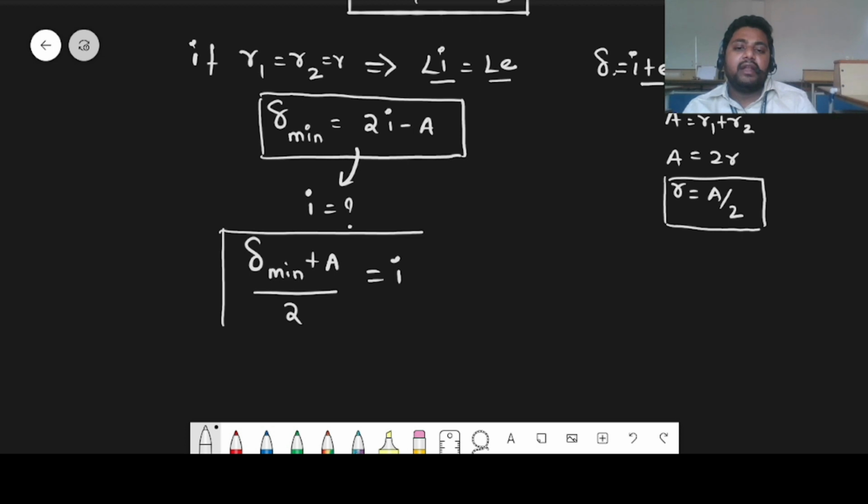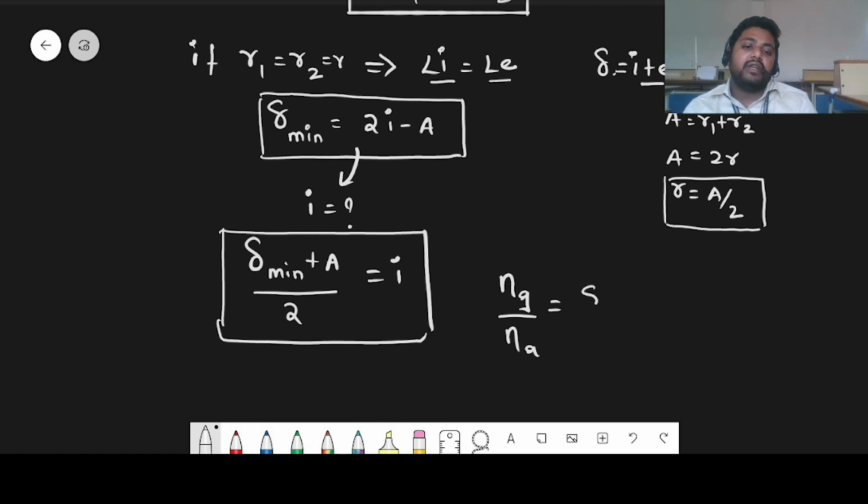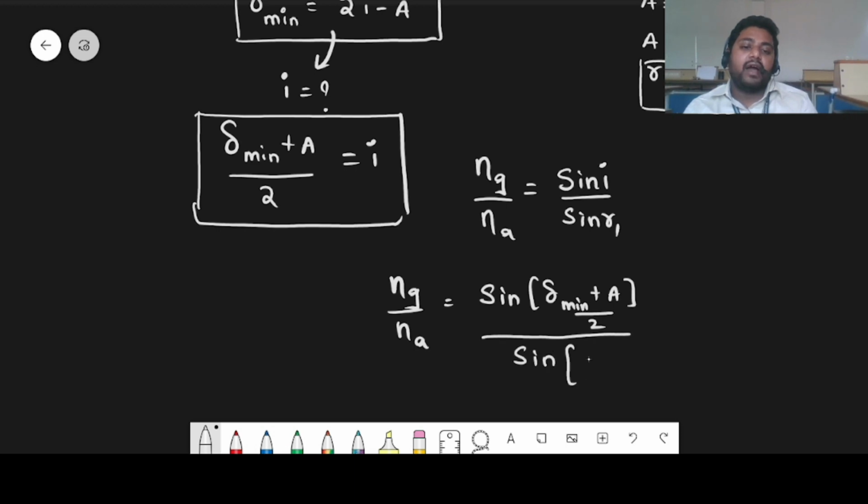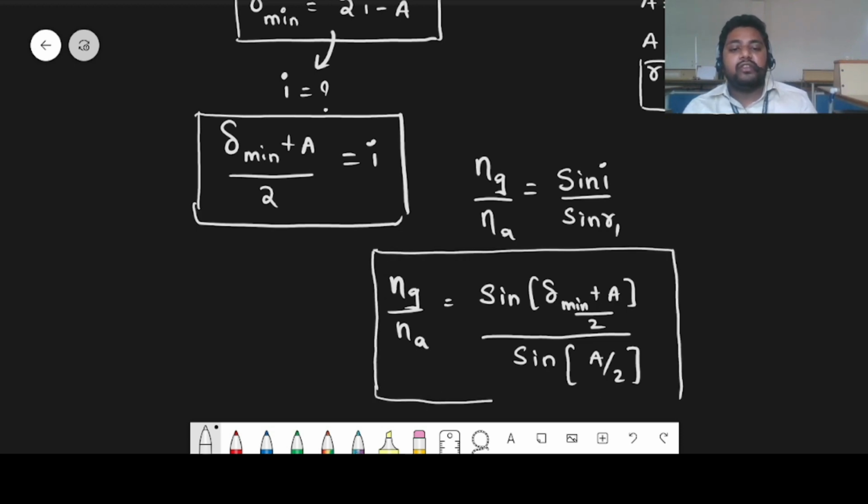Now why are we actually analyzing these two? In some problems, they will ask you to find the refractive index of glass with respect to air. We know that it is sin I divided by sin R1. We can write it like this. In that condition, you can write Ng by Na as sin of (δ minimum plus A) divided by 2, divided by sin of, in place of R1 I can write A by 2. So you can find the refractive index of glass also by using this deviation formula.